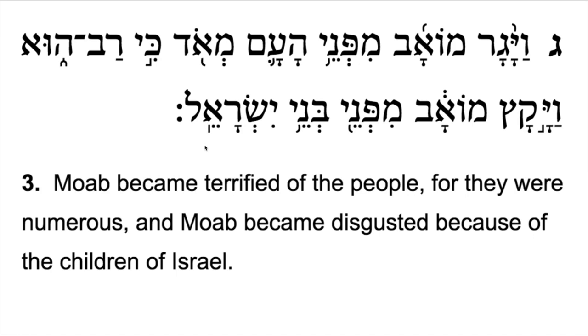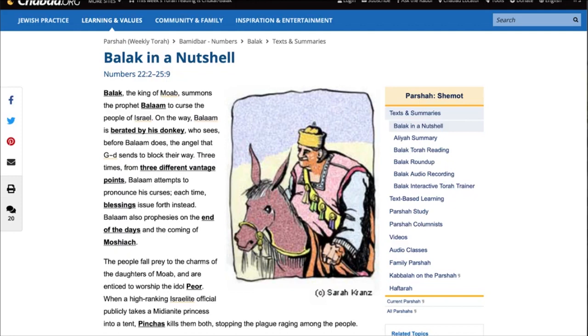Okay, so I just wanted to also give, we're at the Chabad.org site here, the Balak in a nutshell. Balak, the king of Moab, summons the prophet Balaam. I think the Hebrew pronunciation of this word is actually Bil'am. So he summons him to curse the people of Israel. Now on the way, Bil'am is berated by his donkey. The donkey talks to him, who sees before Bil'am does the angel that God sends to block their way.